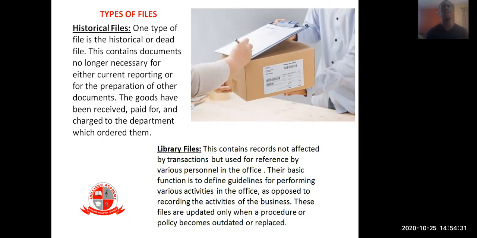Let's go to what a library file is. A library file contains records not affected by transactions, but used for reference by various personnel in the office. Yes, library files more or less offer you guidelines, like rules, like instructions. That's what the library file does typically. Its basic function is to define guidelines for performing various activities in the office, as opposed to recording the activities of the business.